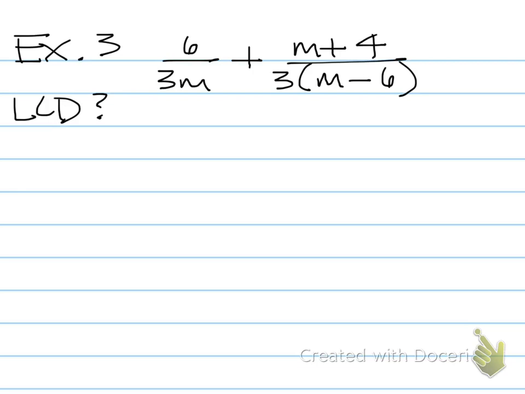Next, we want to determine what the lowest common denominator is. The lowest common denominator is the lowest common multiple of the factors in the denominator. One of the factors in the denominator is a 3. Another factor in the denominator is an m. And the last factor in the denominator is m minus 6 to the first power. That is our lowest common denominator.